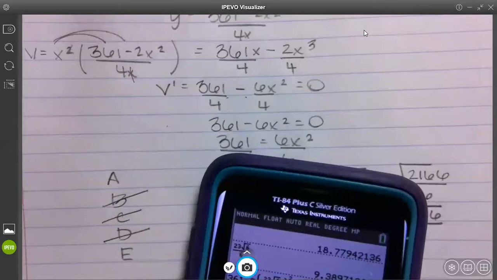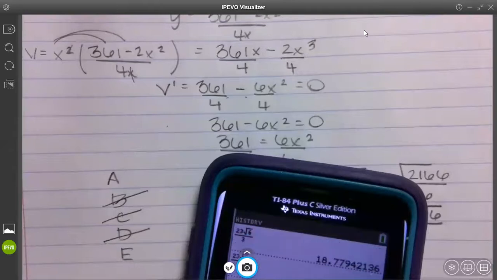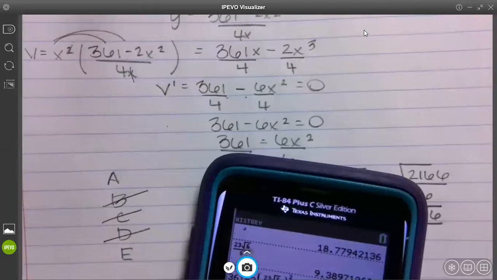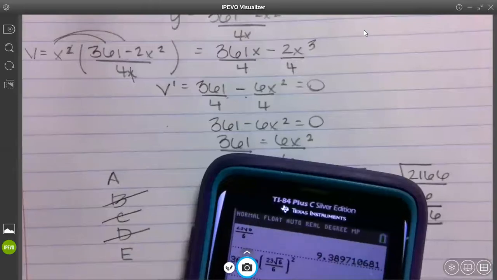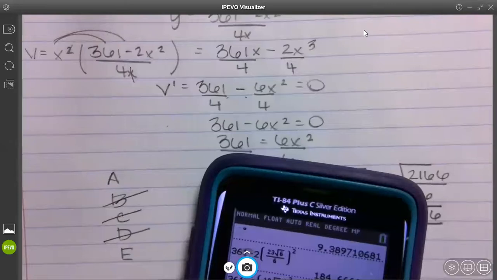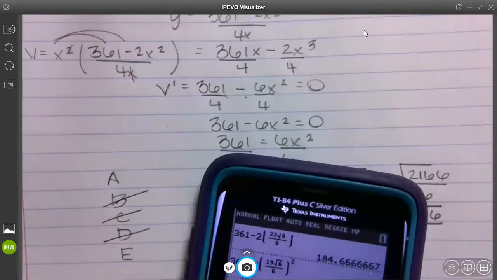Now it is 19 square root of 6 over 6. And then divided by 4 times 19 square root of 6 over 6. I'll just put it in there. I won't do that. 4, 19 square root of 6 over 6. And we're going to check that decimal.